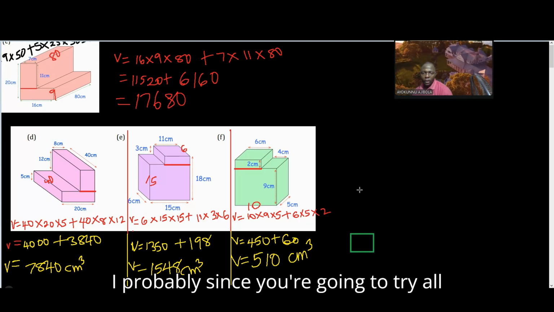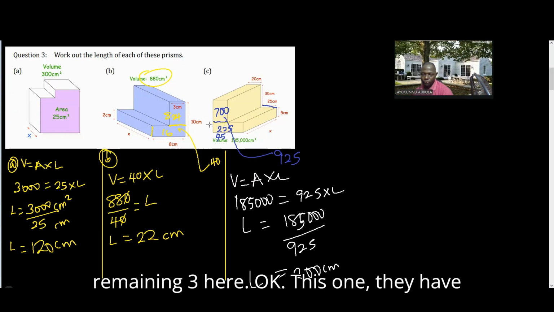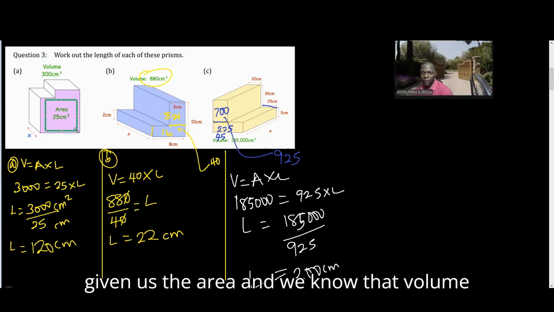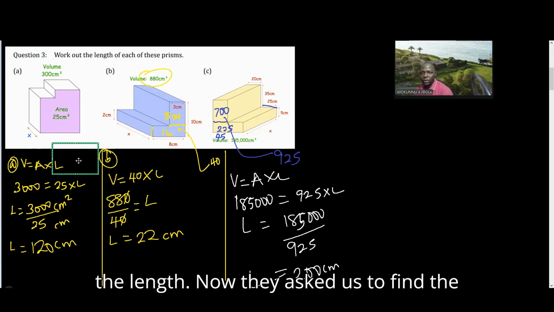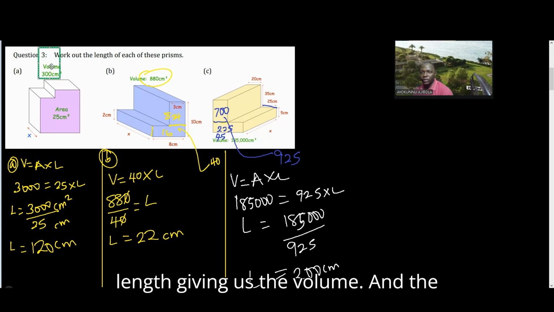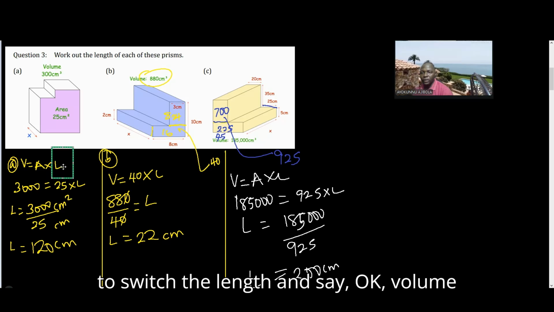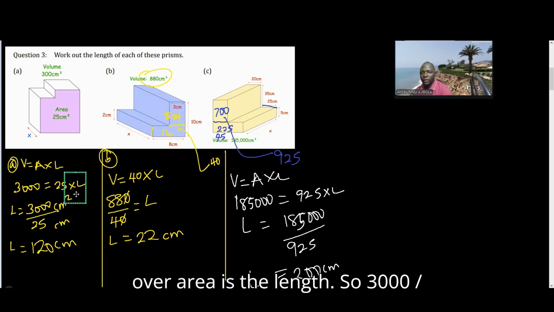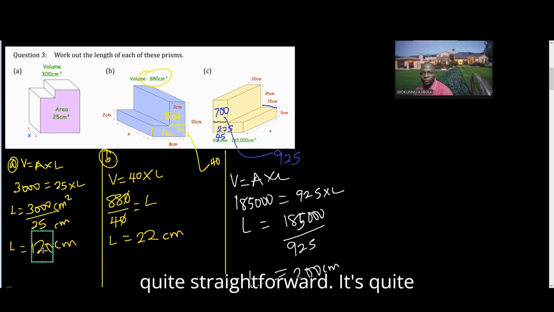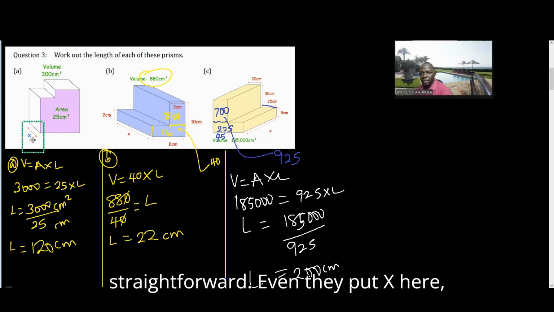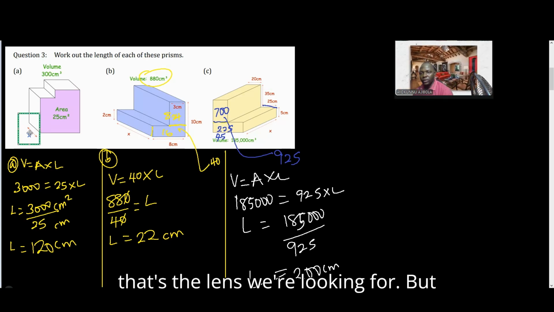Since you're going to try all of them again, let me just explain the remaining 3 here. This one, they have given us the area. And we know that volume of prism is the cross-sectional area times the length. Now they ask us to find the length, giving us the volume and the area. So we just switch and say volume over area is the length. So 3,000 over 25 is 120. That one is quite straightforward. Even they put x here, the length we're looking for.